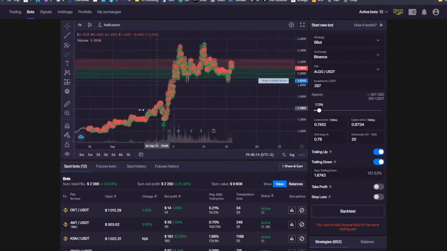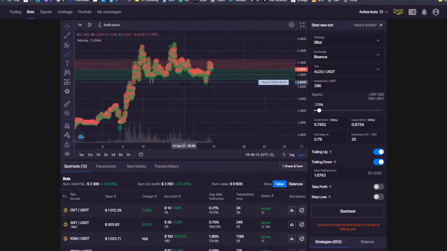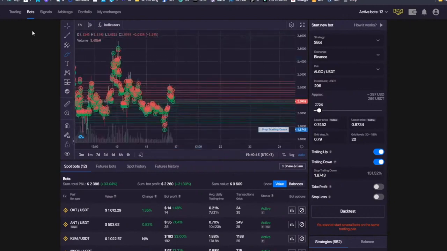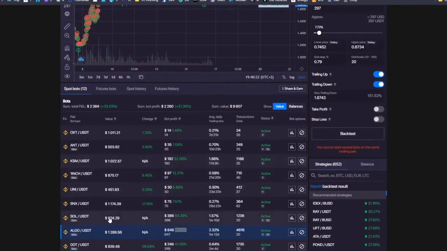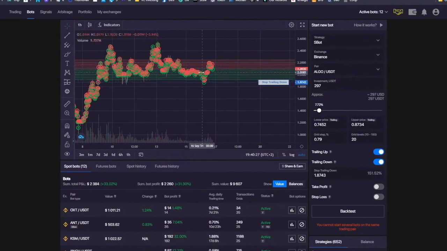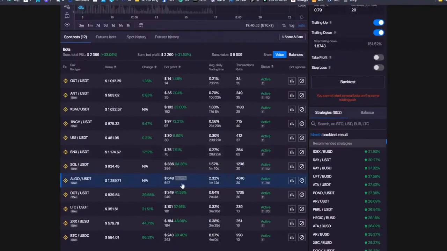So not only did it peak that high, but also you see the price has been moving sideways for quite a long time here. And we know that in a sideways market, SBOT is like the best one. So that's why you see it managed to capture all these market price swings, and also thanks to the trading down and trading up features enabled here.